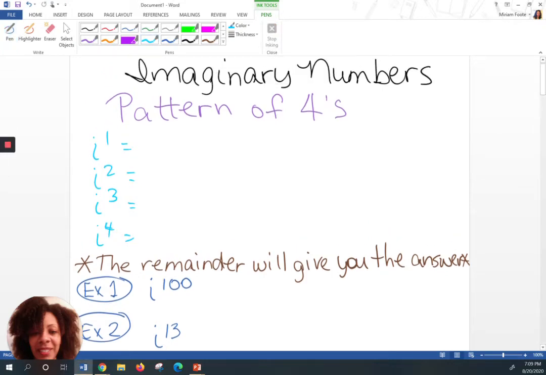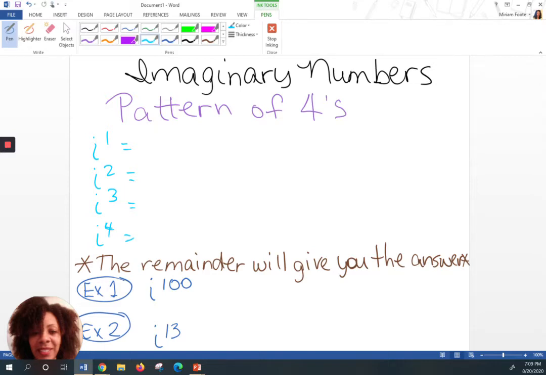So let's talk about imaginary numbers. Imaginary numbers are represented by the letter i. i to the first, second, third, and fourth power will be all the i's that you would need to know in order to solve for any i raised to a power.